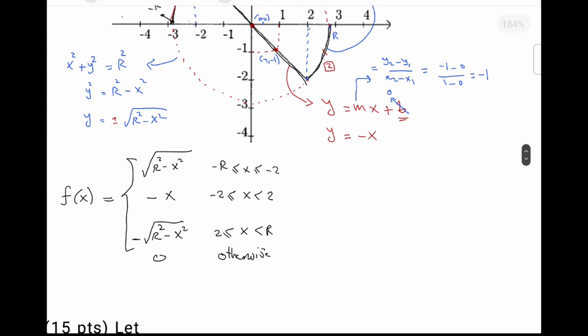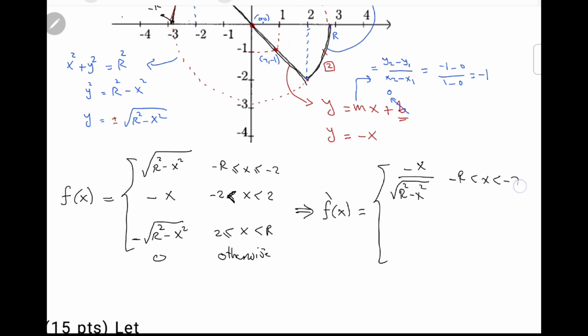So if you take the derivative, f prime of x, you can use the chain rule here to get the answer: minus x over root of r squared minus x squared for minus r less than x less than minus 2, and then minus 1 for minus 2 less than x less than 2, and then x over root of r squared minus x squared for 2 less than x less than r, and finally 0 otherwise.